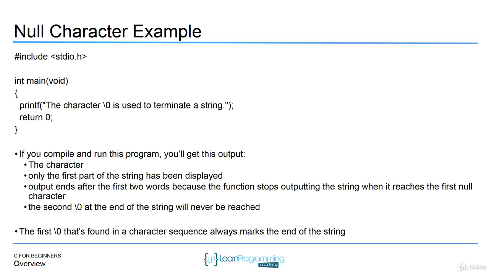So the second \0 is at the end of the string. Even though you don't see a \0 right before the ending double quote, right after "string.", there's still one there, but it never gets reached. So there's an implicit null terminator at the end of the string in the printf, so it knows where to end. And if you add another one, it's only going to display up to that first one. So the first null terminator that's found in the character sequence always marks the end of the string. So understand these null characters.